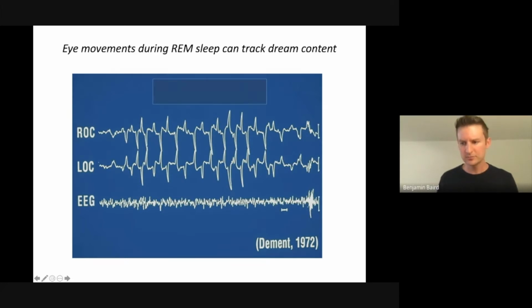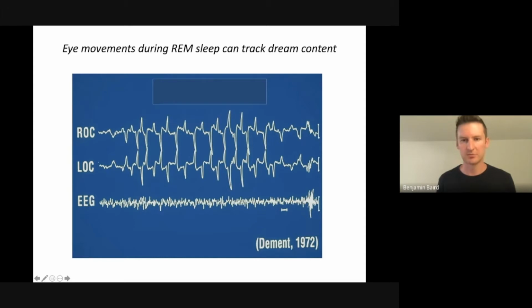But research really got kicked off by work at Stanford in Bill Dement's lab, who's one of the late great sleep scientists of the 20th century. And one of the discoveries that they made in the 1960s and 70s was that the physical rotations of the eyes, as observed with electrical recordings near the eyeballs in a sleep lab, track the gaze direction of where the person is looking in the dream.